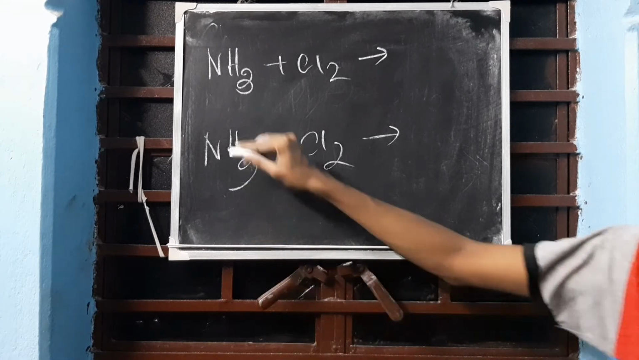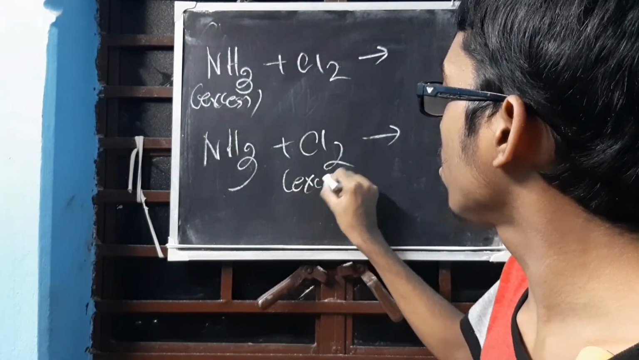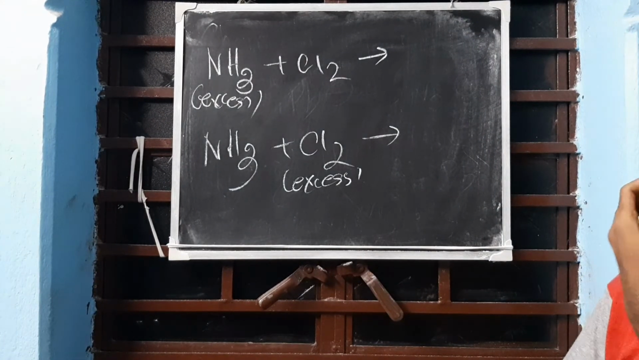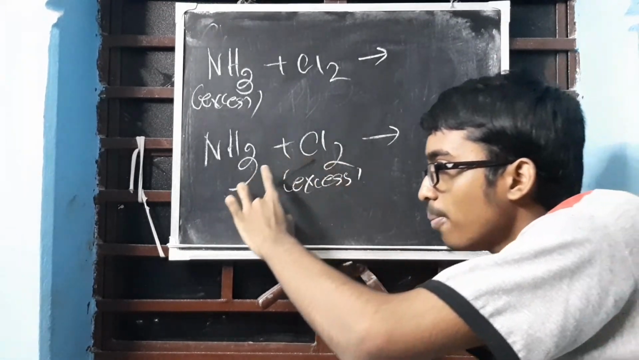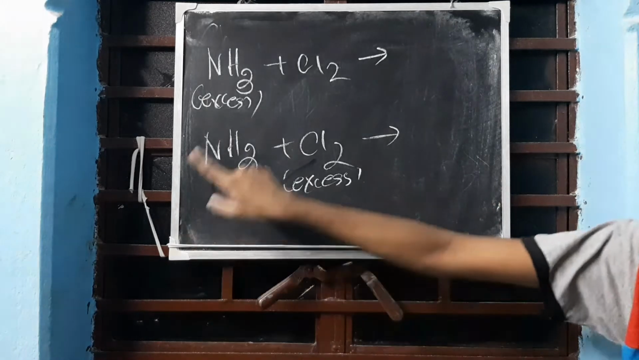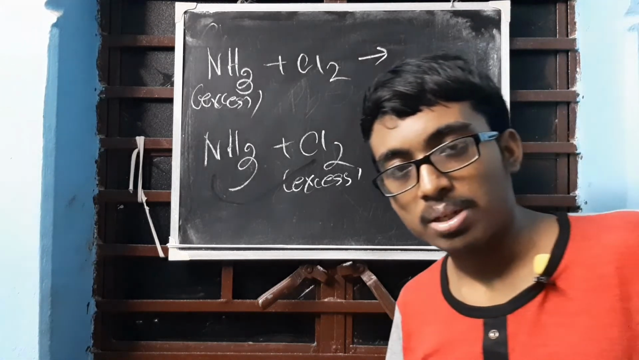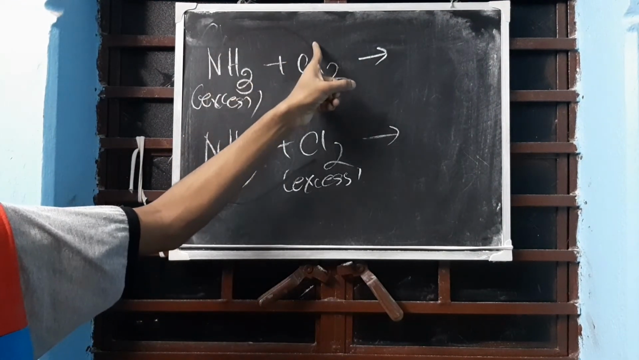Let's check. In the first case, we are putting ammonia in excess, and in the second case, we are putting Cl2 in excess. Now think what will happen. Cl2 is in excess, so it will try to combine with NH3. Think logically. Here also NH3 is in excess, it will try to combine with Cl2.